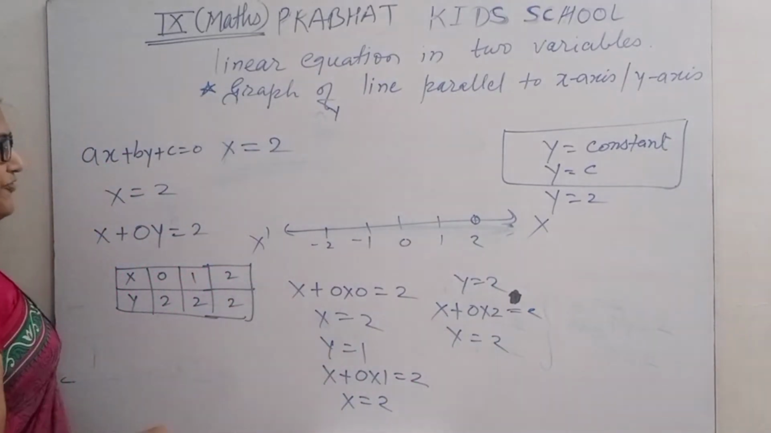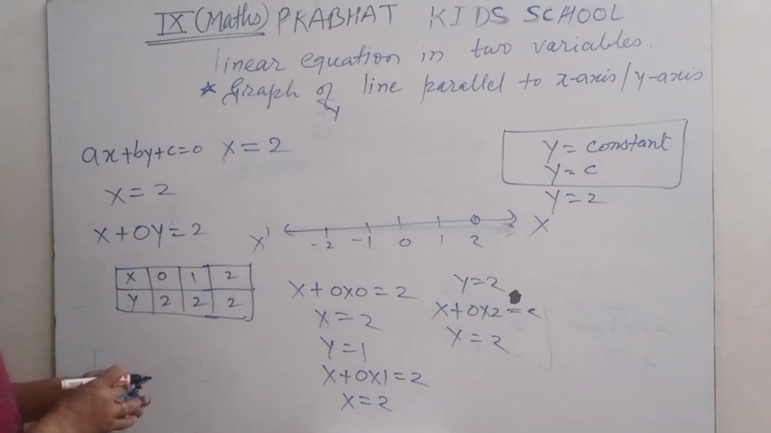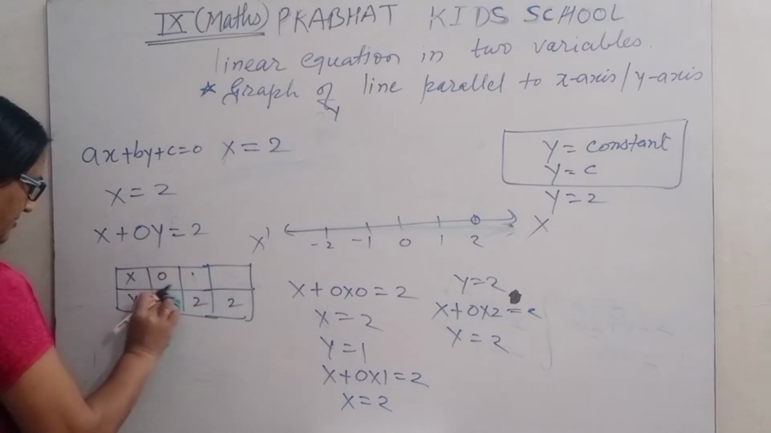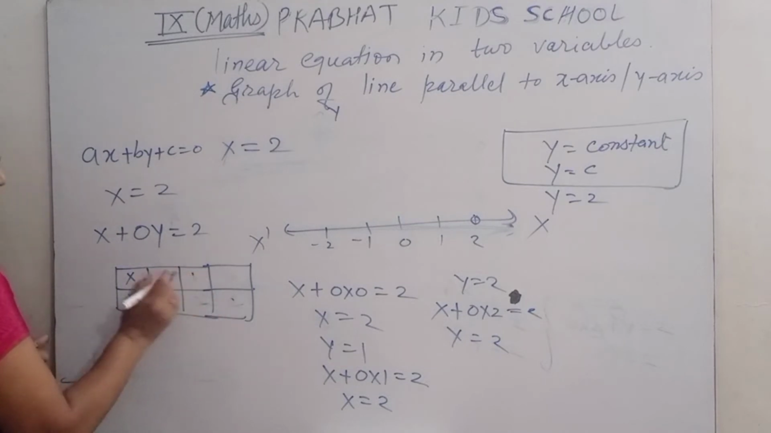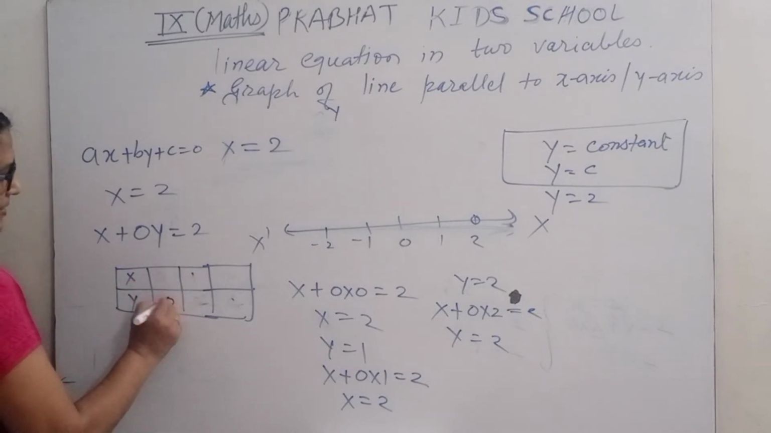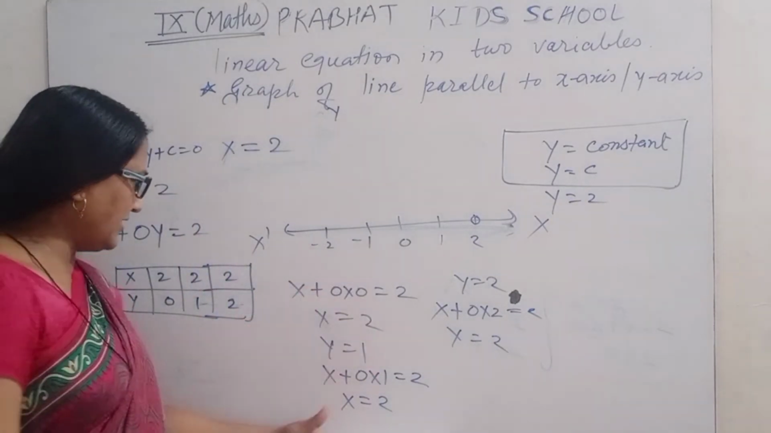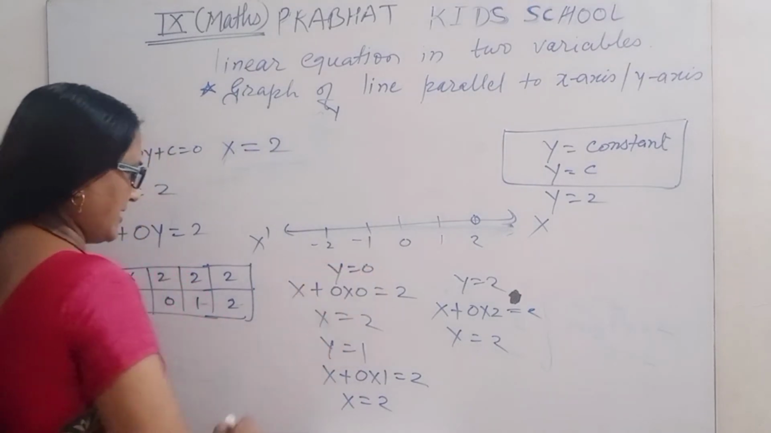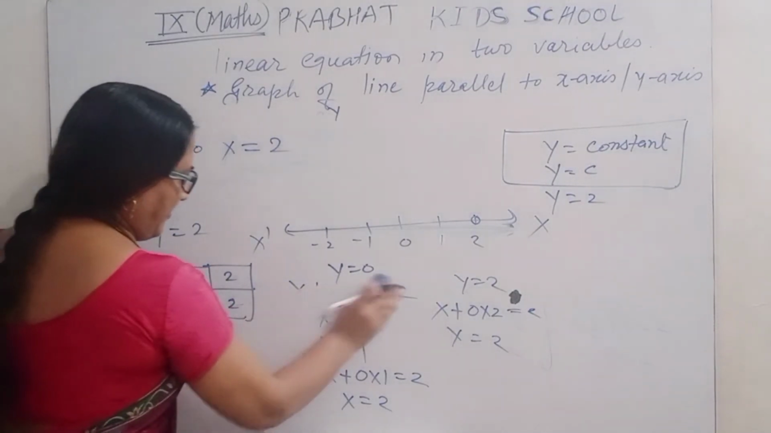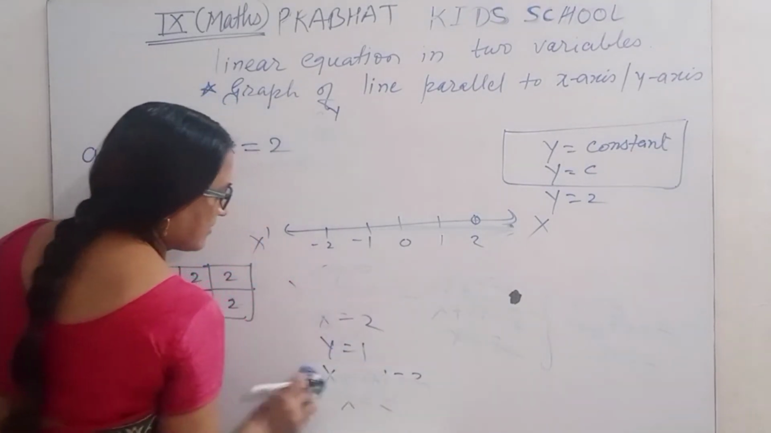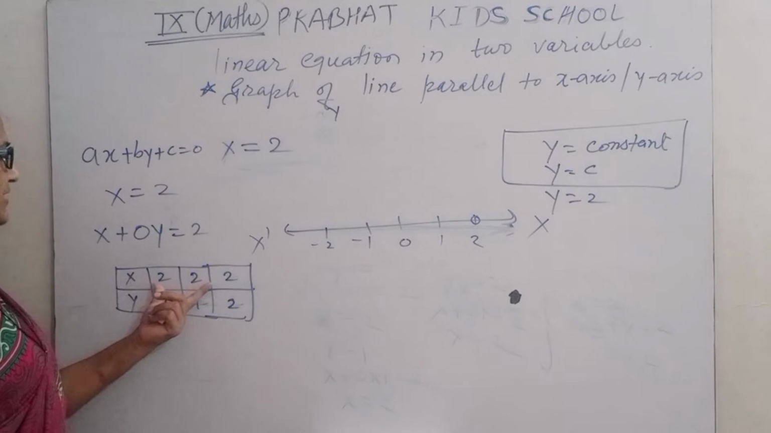Means for different values of y, x is constant. We are taking the value of y. For the different values of y, here we choose y equal to 0, then y equal to 2, here y is 1. Clear? So we choose different values of y and we got x constant every time, it is 2.